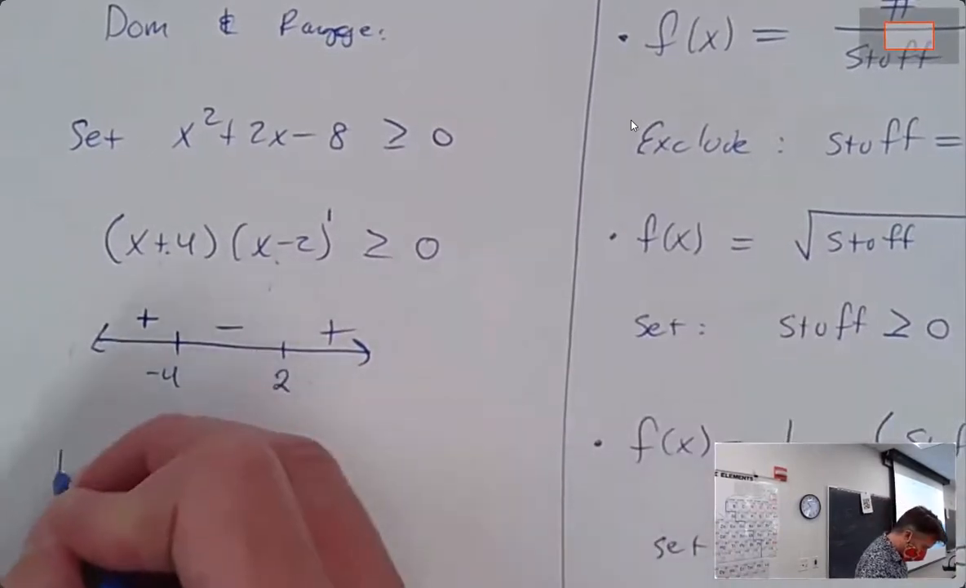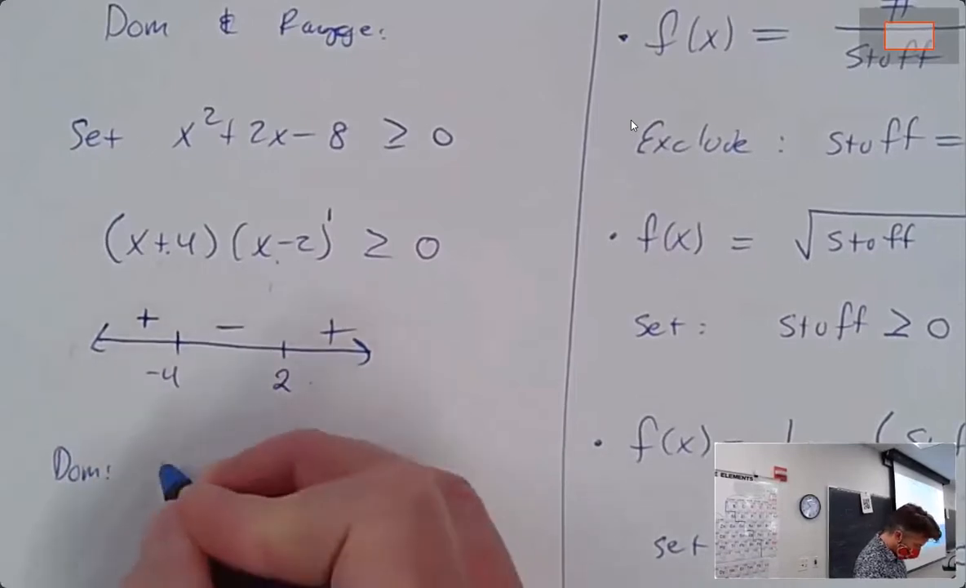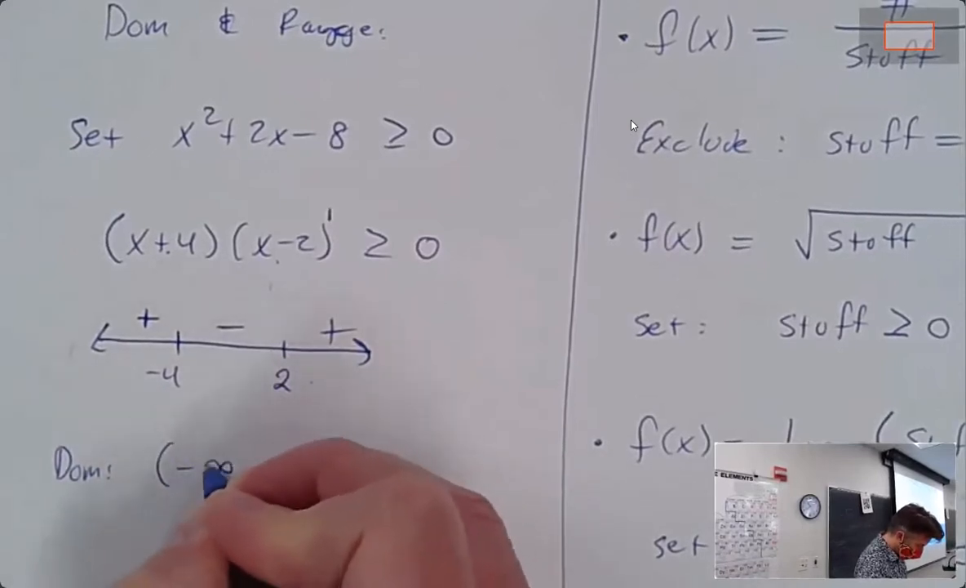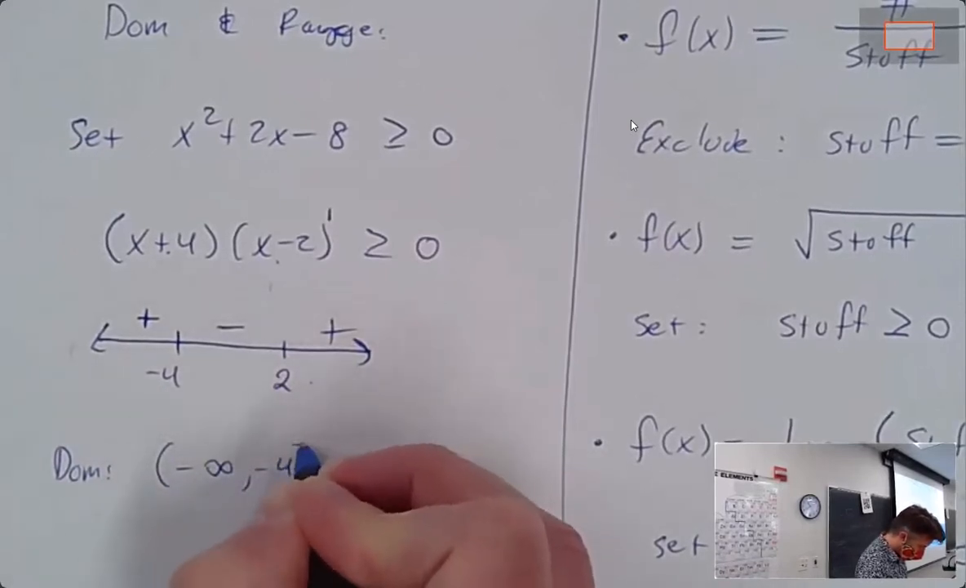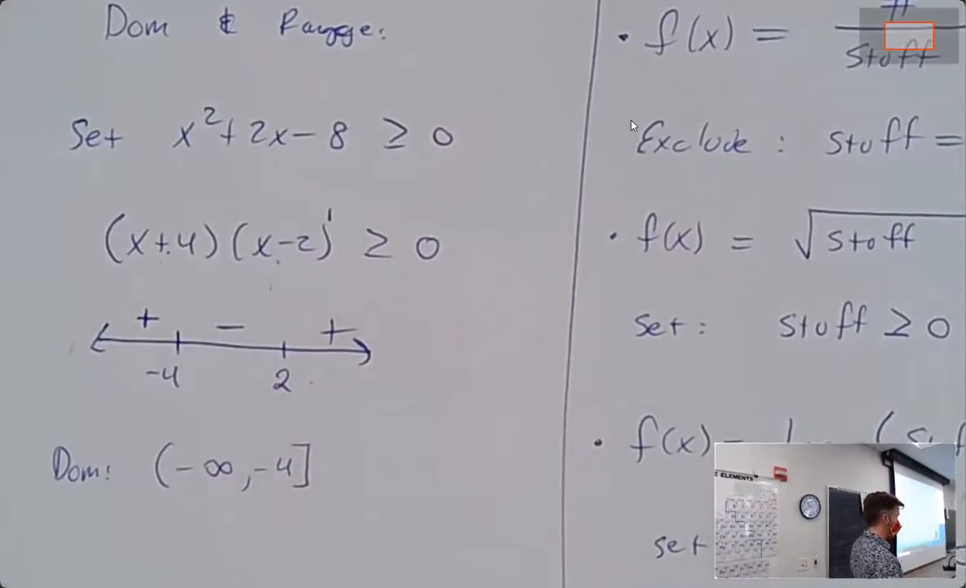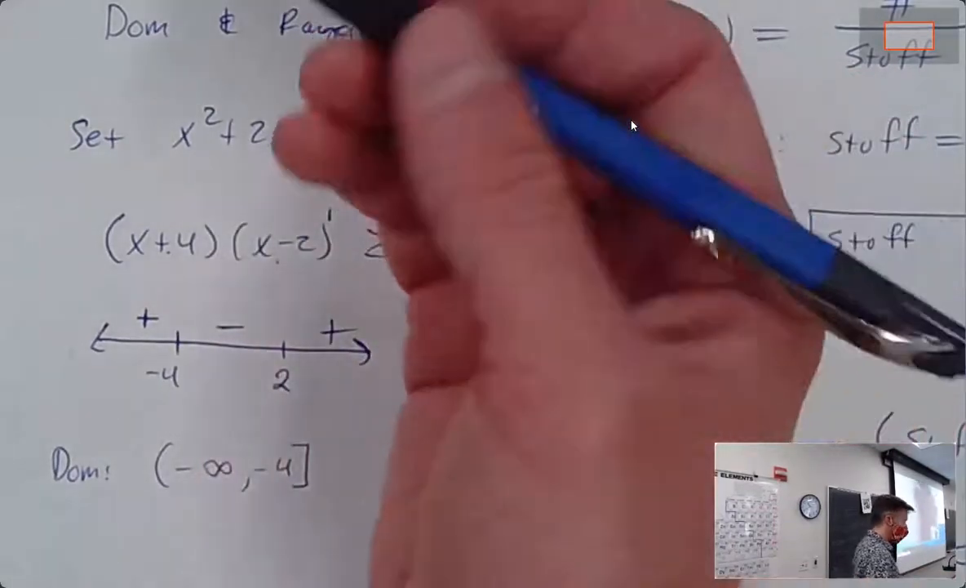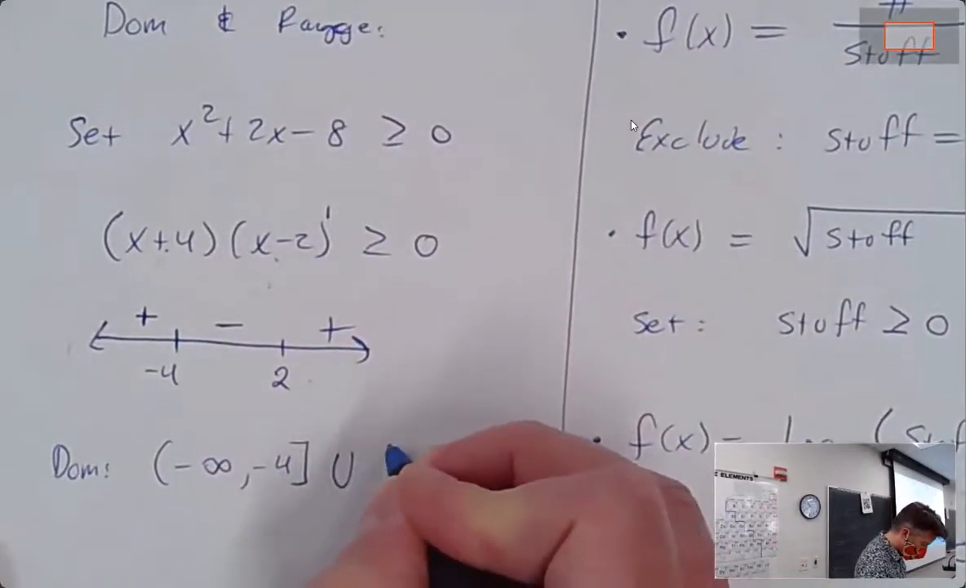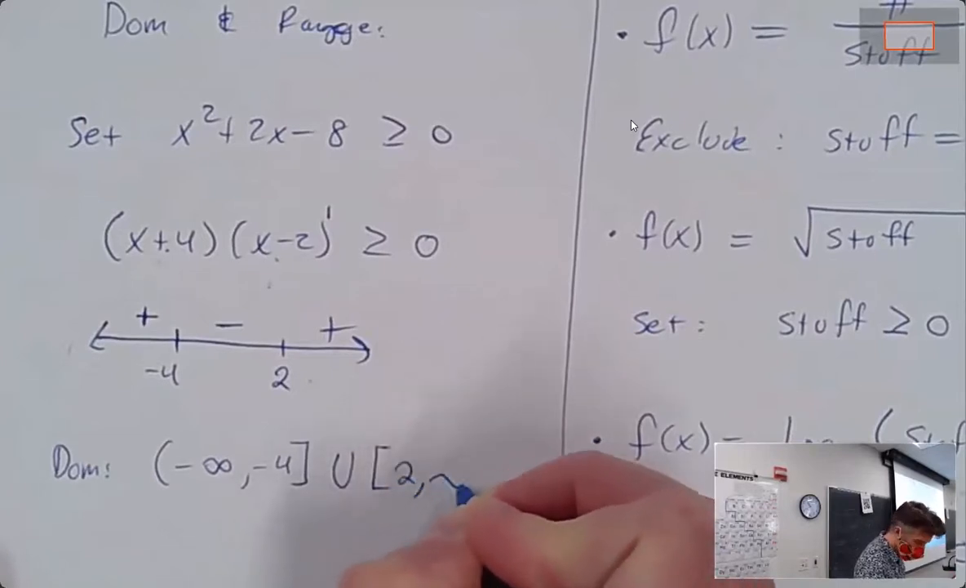So our domain here is everything from -infinity to -4, including -4, because we want to take the square root of 0. Square root of 0 is 0, it's totally fine. And -4 makes the expression equal to 0. Union, everything from 2 to infinity.